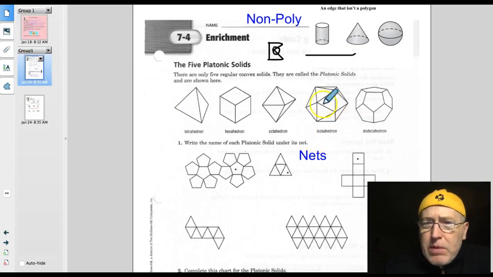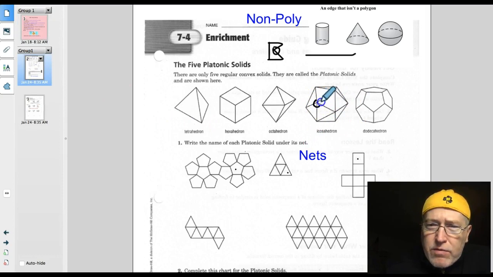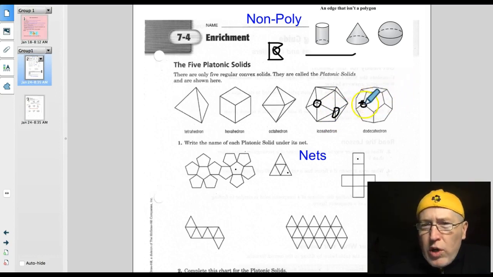Same number of faces meet at each vertex. So if you take a look at this vertex here, you got 1, 2, 3, 4, 5 different triangles that meet there. If you take a look at this one here, of course, and you count them, there'll be 5 different triangles. Same here. There's 3 pentagons that meet at each corner, or each vertex, of the dodecahedron.